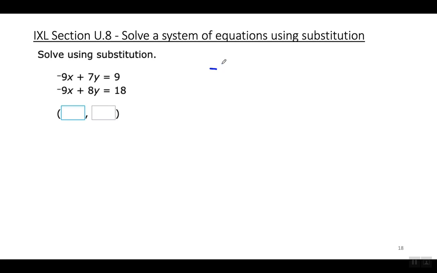So on the top, let's try isolating y on the top instead of x. Let's see if that'll make my life easier or not.